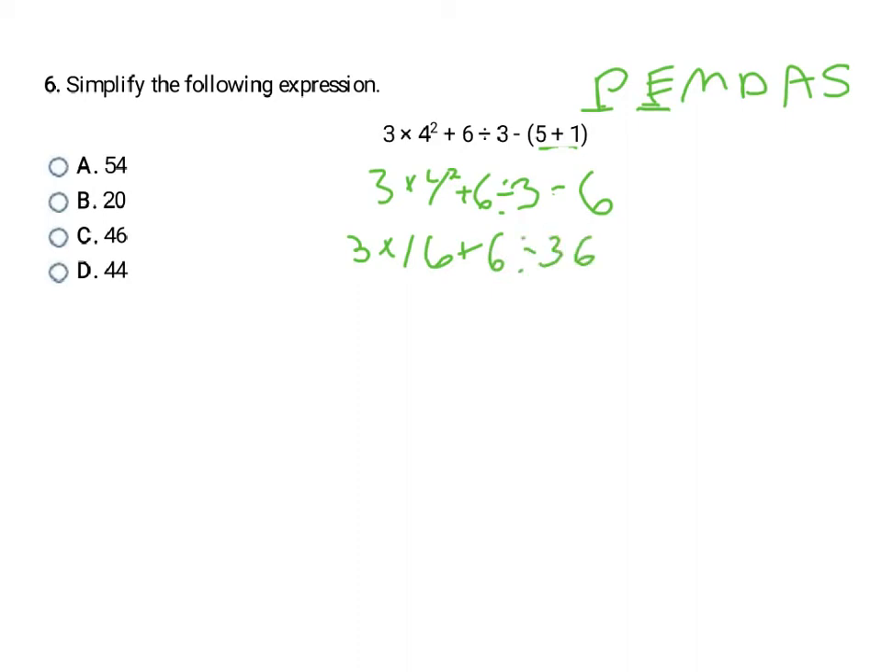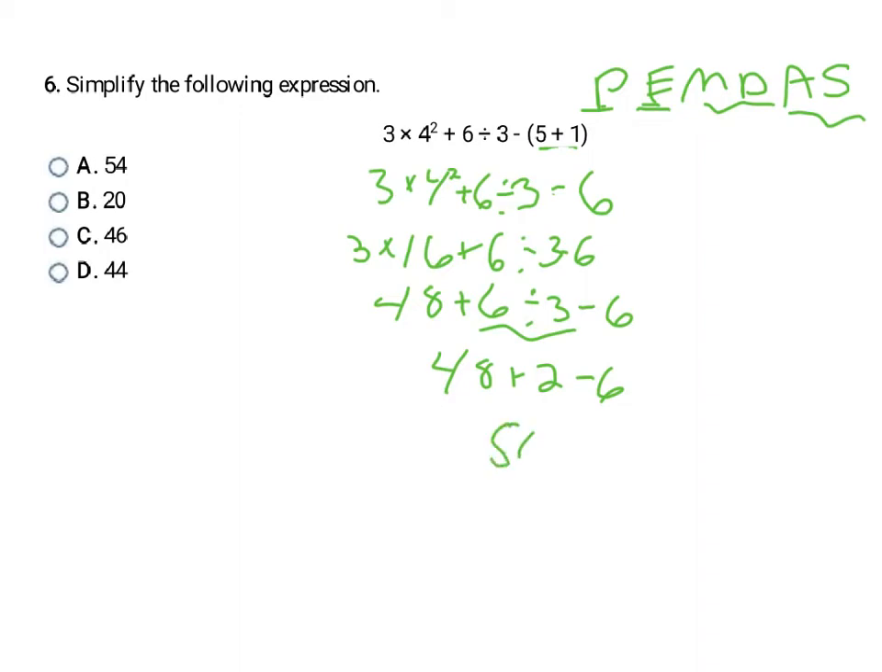And then I'm going to want to multiply and divide left to right. So I have 3 times 16, which is 48, plus 6 divided by 3 minus 6. So I'm going to do this division next. 6 divided by 3 is 2. So I'm going to have 48 plus 2 minus 6. And then I add and subtract left to right. 48 plus 2 is 50. Minus 6 is 44, which is going to make my final answer D.